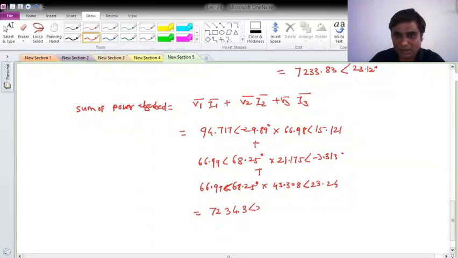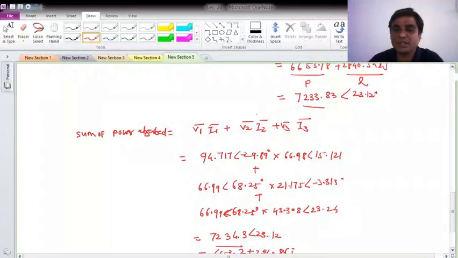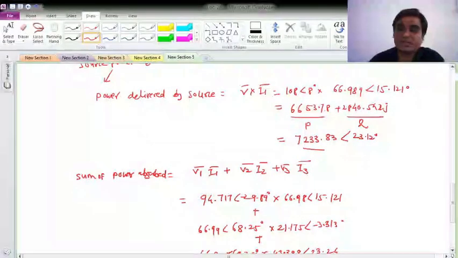7234.3 angle 23.12, and in the rectangular domain it is 6653.2 plus 2840.86 J. So if you compare 7234, here it is 7233. So it is almost the same, only maybe a small change in the number has happened because I might have taken the quantization error, I might have neglected or rounded off. Because of it, it is coming.